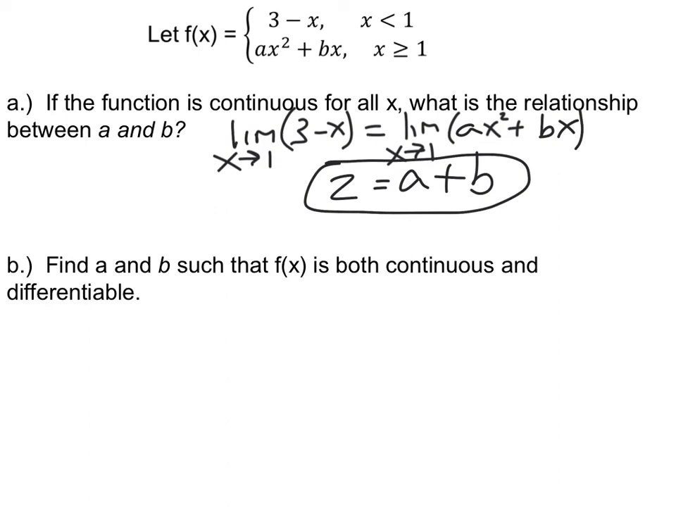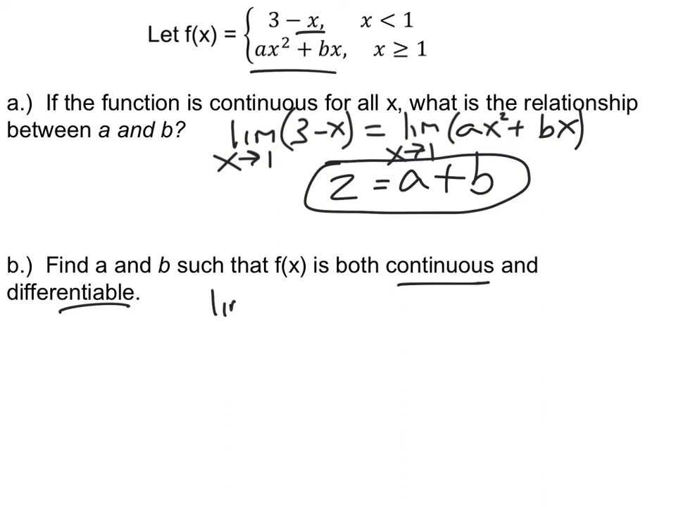Now I want to find a and b values so that the function is both continuous and differentiable. Continuity we're already guaranteeing for all values. It's happening to the left and right of 1 because these are just continuous functions themselves. But at 1, I'm forcing the left and right-hand limits to be equal to each other. So I need to check on differentiability, which means that the derivative coming in from the left has to equal the derivative coming in from the right.